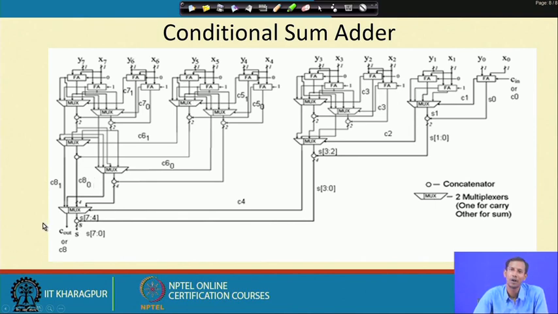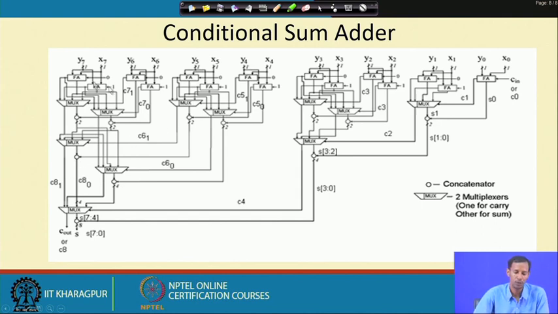That will be log 2 base n. So, if n is 8, that means I require 3 levels of multiplexer. If n equals 16, then I require 4 levels of multiplexers. So, at that time what will happen?